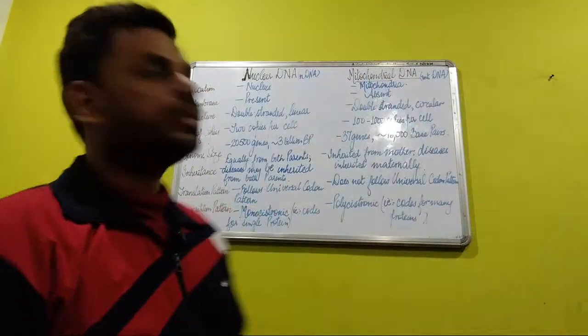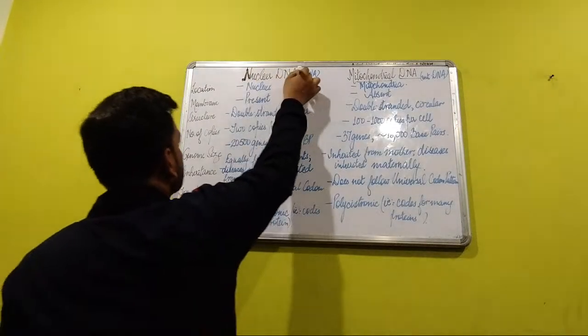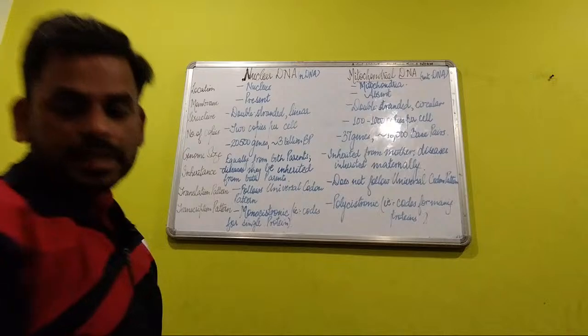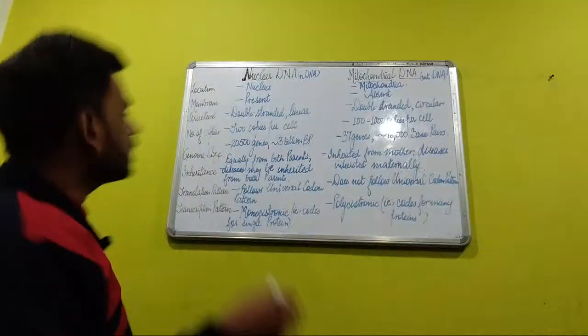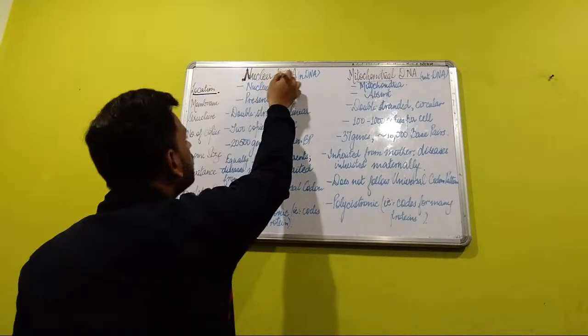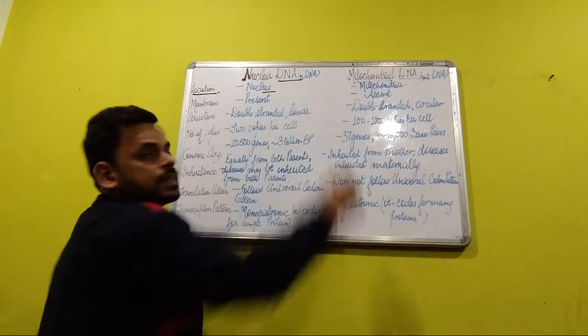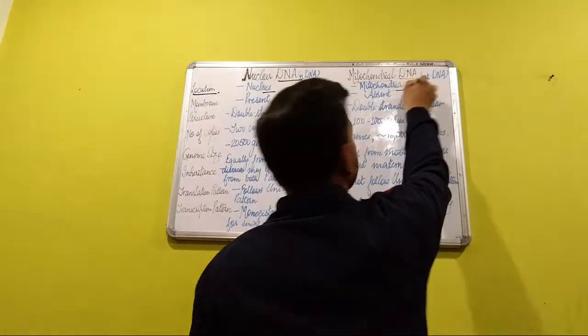So students and viewers, we'll be discussing the differences in certain aspects. The first important point of differentiation is the location. The nuclear DNA is located in the nucleus, whereas the mitochondrial DNA is located in the mitochondria.